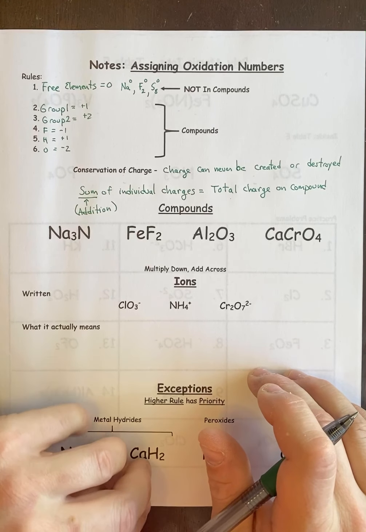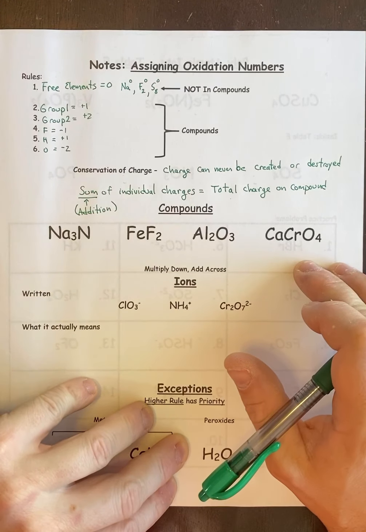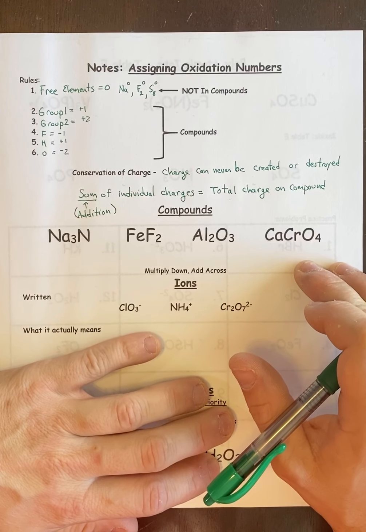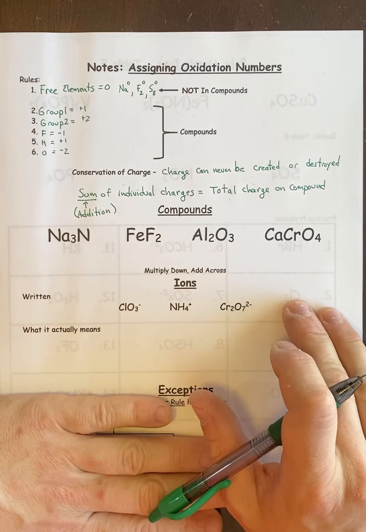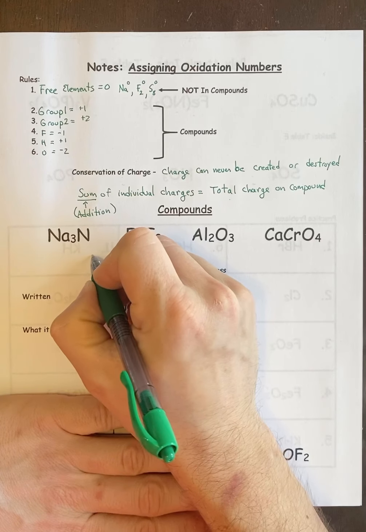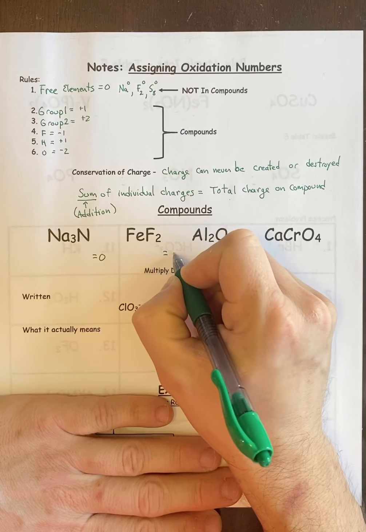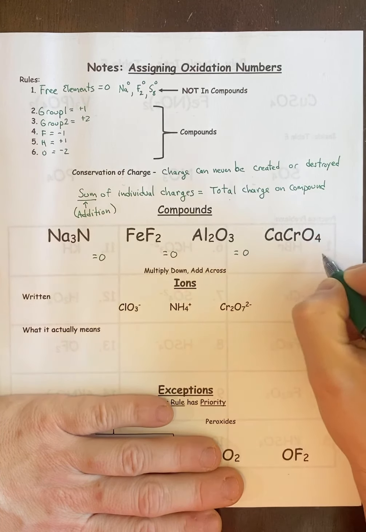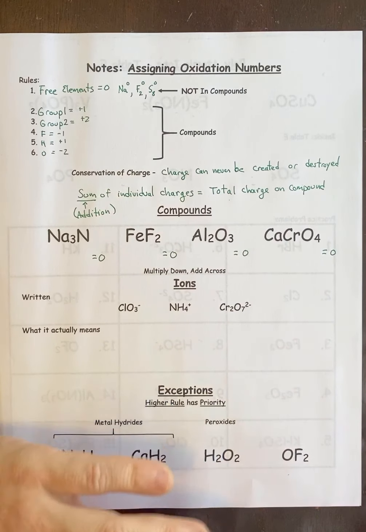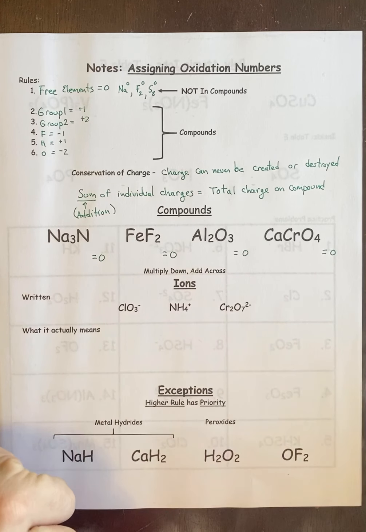Now, the way you do this is simple. So here's a couple examples of compounds that we're going to do. Now, none of them have a charge written in the top right-hand corner. So we're going to assume that their total charge, just like an atom, if there's nothing written in, we assume it's zero. Compounds are the same way. If there's no charge written in, we assume zero.